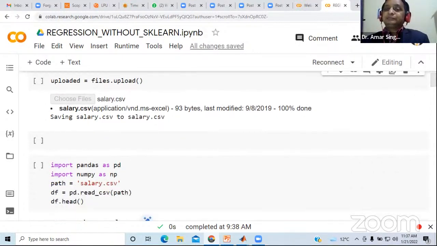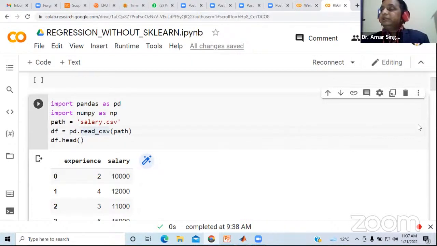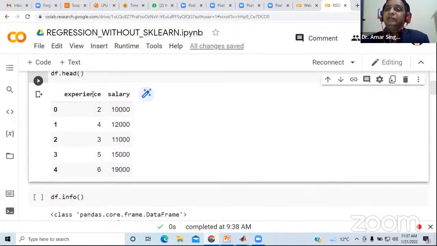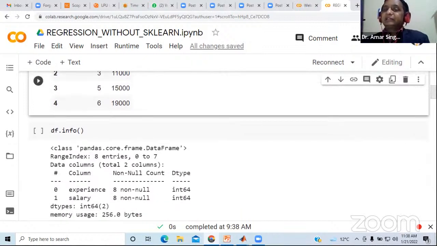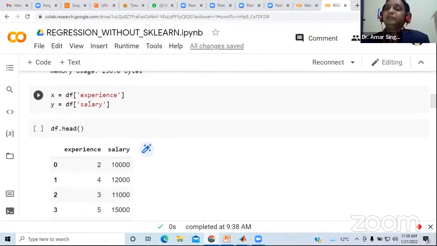After importing the data set, I imported the packages pandas and numpy. Numpy is numerical Python, so for numerical computations we use numpy, and pandas is used for data analysis purposes. Now, after importing these packages, I imported my data set by using the read_csv command. Now, this is my data set. Here, experience is my input and salary is my output. So I want to predict the salary of a person with the help of experience. Now I want to implement simple linear regression without using any package of Python. So X has experience and Y has the output of my data set.